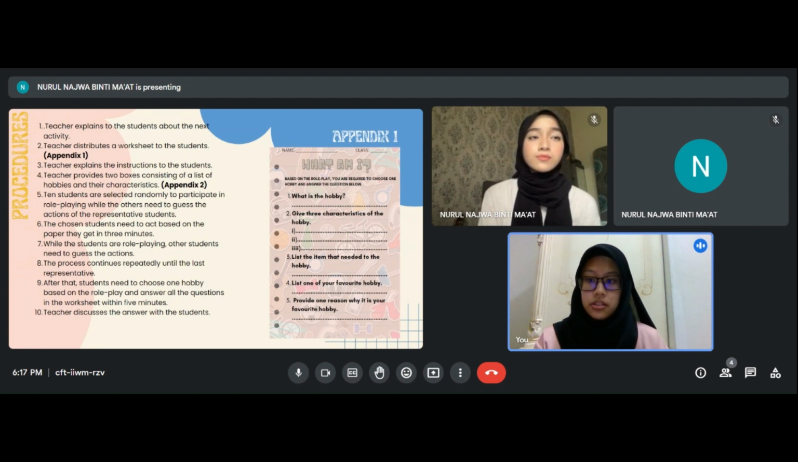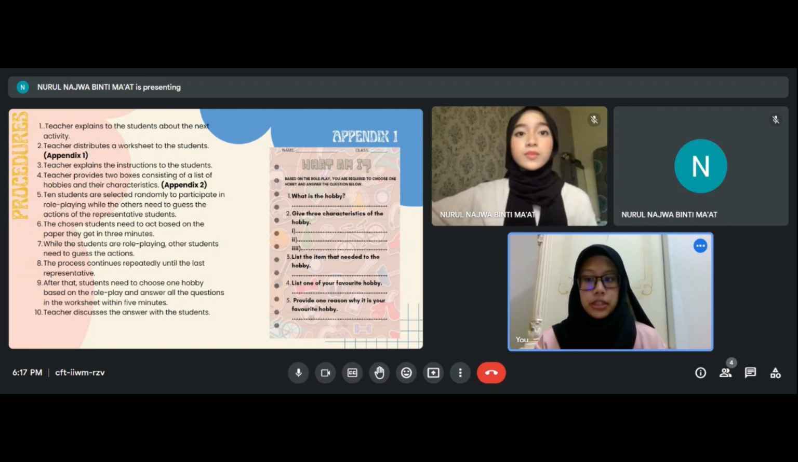Next, the chosen students need to act based on the paper that they get within 3 minutes, while other students need to guess the action. The process will be repeated until the last representative. After that, students need to choose one hobby based on the role play and answer all the questions in the worksheet within 5 minutes. And lastly, the teacher will discuss the answers with the students. Next slide.